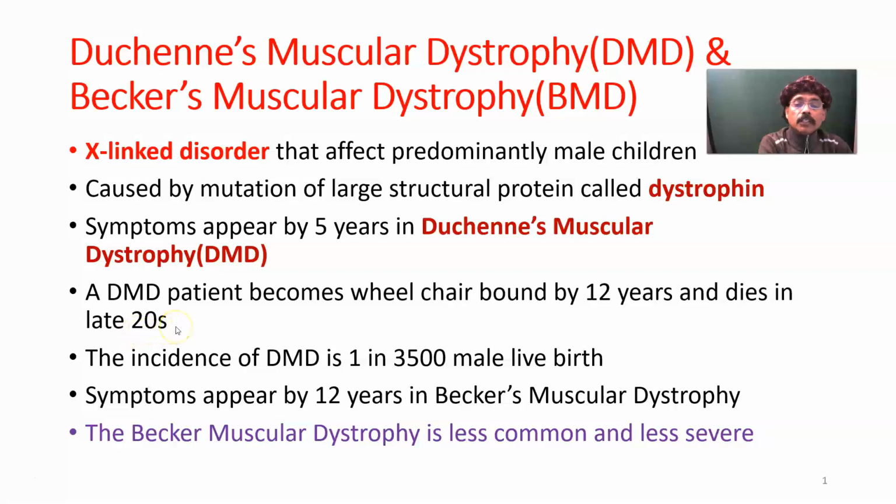in the early 30s. The incidence of Duchenne muscular dystrophy is about 1 in 3,500 male live births. Symptoms appear by 12 years in Becker's muscular dystrophy. Becker's muscular dystrophy is less common and less severe.